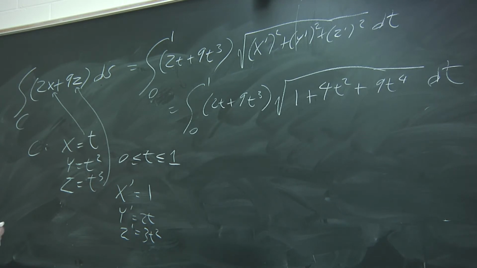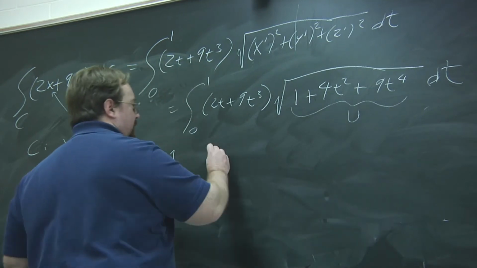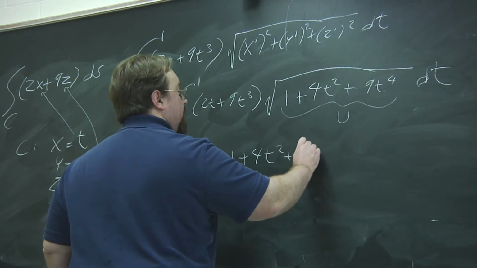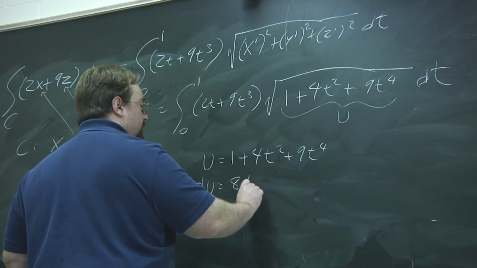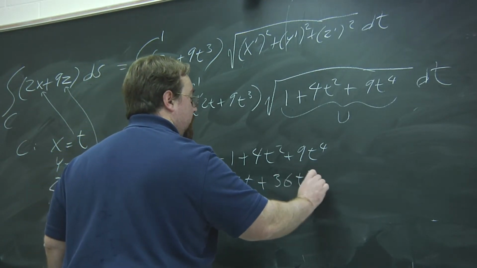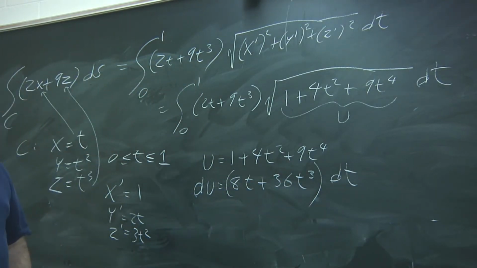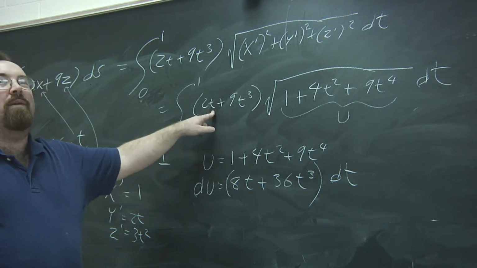If you decide to try a shot in the dark, see if a U substitution is going to save you. You can try finding U to be this. So U is going to be 1 plus 4t squared plus 9t to the fourth. So then du is going to be 8t plus 36t cubed dt. And looky that. Look at that. So that is 4 times that.